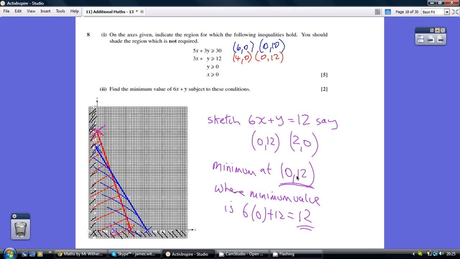Now what value does this throw up? Well, at (0, 12), it's 6 lots of 0, add 12, giving me a minimum value of 12.